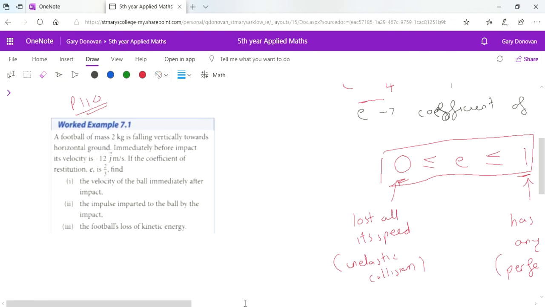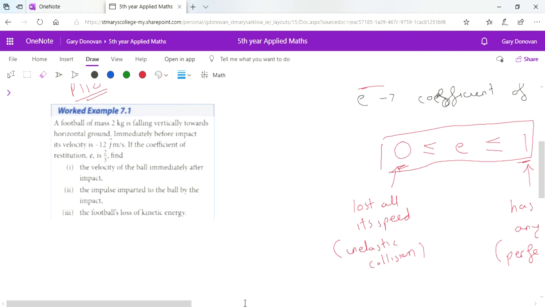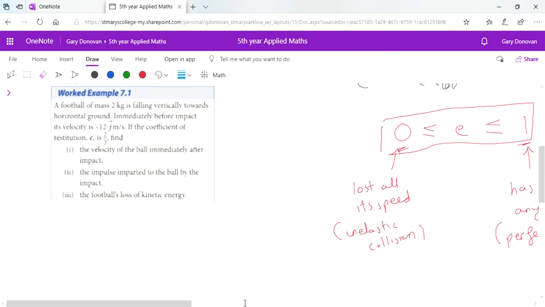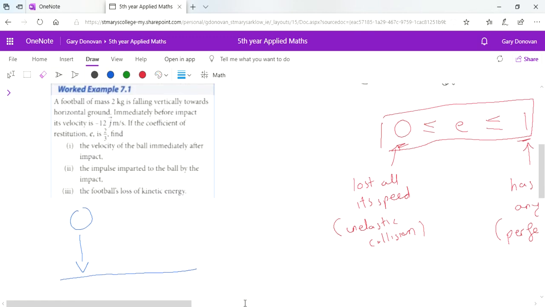Now let's look at an example quickly. Page 110 of your Foldens book. So we have a football, mass 2 kg, falling vertically towards the ground. So here's a football falling towards the ground. Immediately before impact, its velocity is minus 12 j, so that's before the impact. The coefficient of restitution is 2 over 3. Find the speed of the ball after impact. So find the speed here.